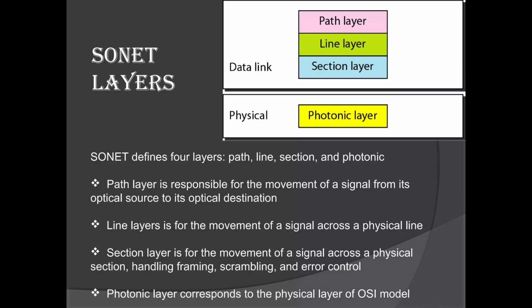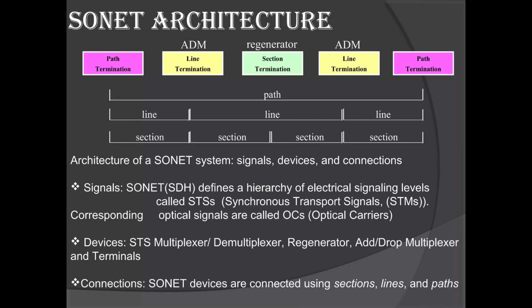Then the section layer is used across a physical section, handling framing, scrambling, or error control. Again, the photonic layer corresponds to the physical layer of the OSI model. Next we'll go for the Sonet architecture.